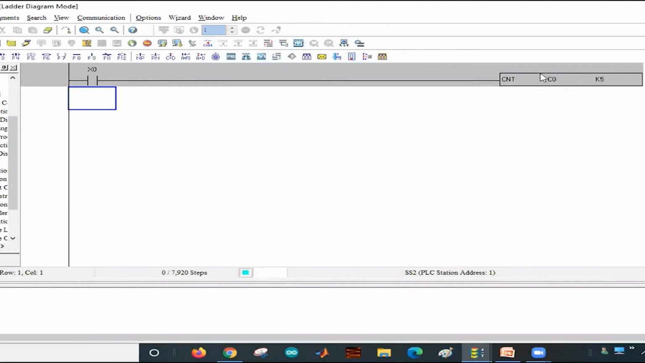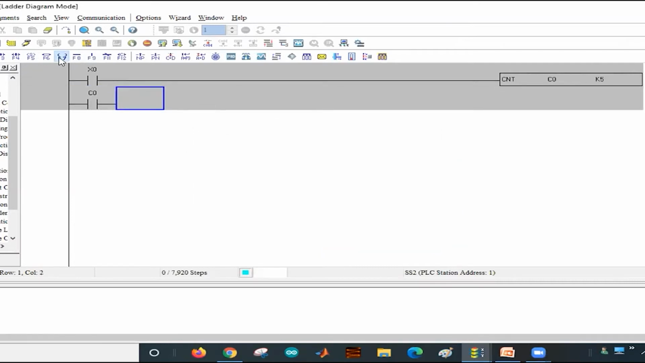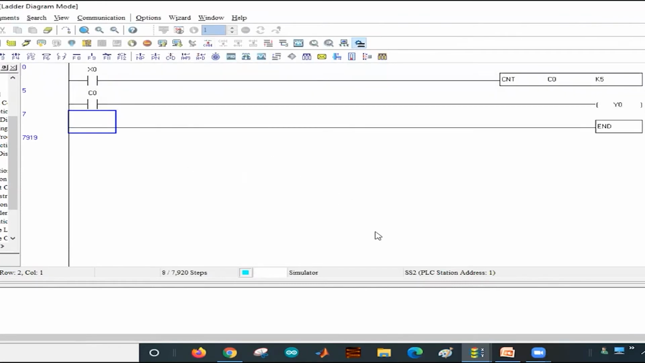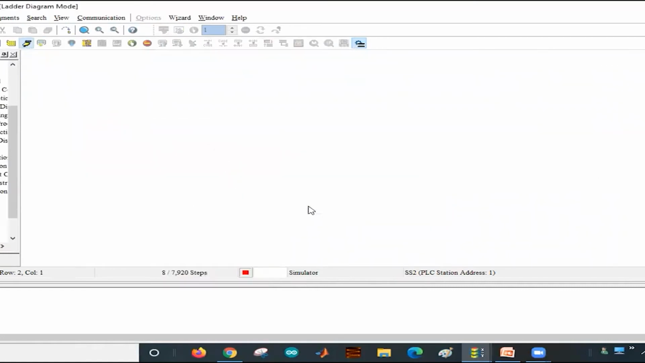So whenever the counter value reaches 5, then C0 will be energized. With that C0 address, you have to make one contact to glow Y0. Whenever C0 is on, the Y0 alarm or indicator will be on. Again, to clear the counter, let us see up to this now. Clearing we will explain again.